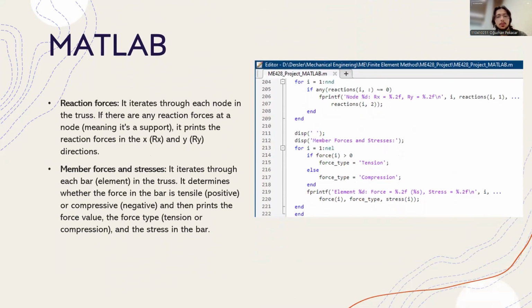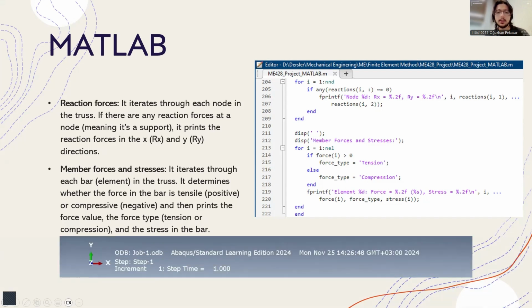A couple more important functions. Calculate reaction force: this part calculates the forces needed at each support point to keep the truss from moving under the applied loads. Calculate member force and stress: this part determines if each bar in the truss is being stretched, tension, or compressed, and then calculates the force and how that force is distributed within the bar, the stress.